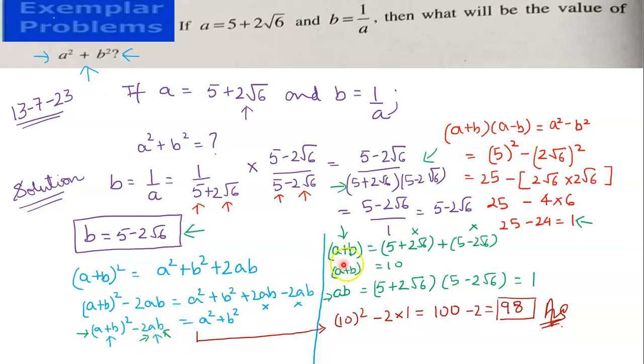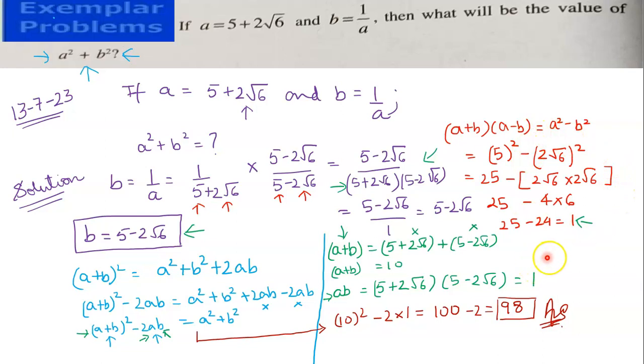So very simple, a plus b. The value of a is already given to us in the question, 5 plus 2 root 6. The value of b we already calculated, right? See here, 5 minus 2 root 6, that is what I have substituted here. Add: 2 root 6 and minus 2 root 6 cancel. 5 plus 5, 10, right? Now ab: multiply a plus b into a minus b. This is what we have solved here. See, a plus b into a minus b. Can you see on the right side, students? A plus b into a minus b, right?